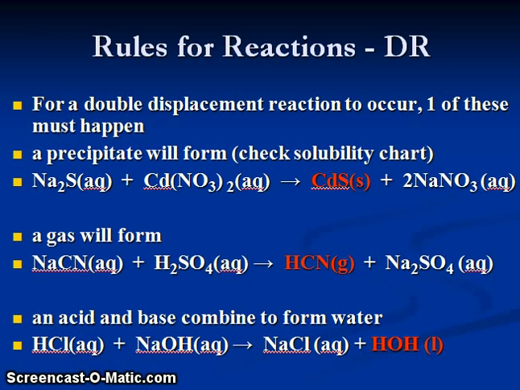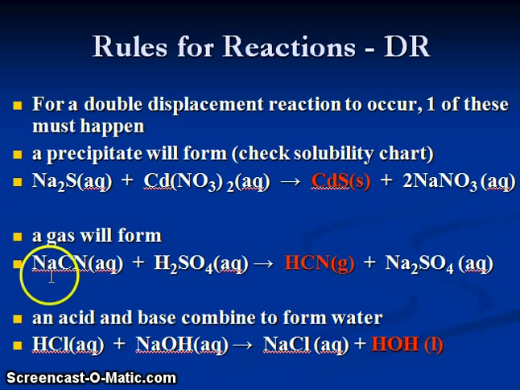This slide gives additional information about double replacement reactions. For double replacement reactions or double displacement reactions to occur, one of the following things must happen. We need to either have a precipitate formation occur. Here we see that sodium sulfide reacts with cadmium nitrate to form cadmium sulfide and sodium nitrate. This substance right here is not going to be water soluble, so this would be the identity of the precipitate which forms. You'd be able to look this up using a solubility chart, which we'll be using for an upcoming experiment. Now, alternately, we could have the formation of a gas.